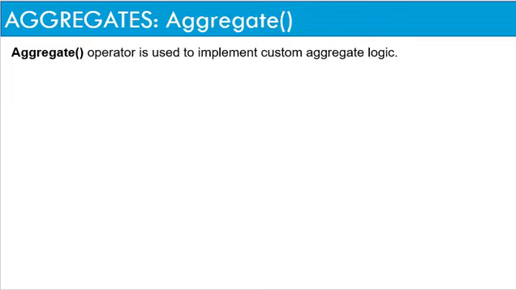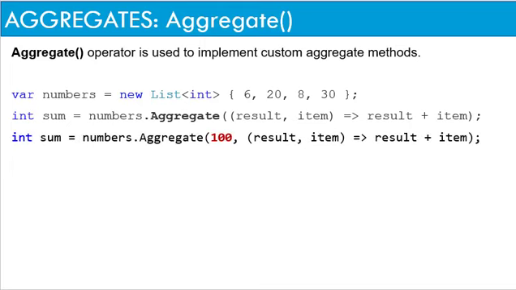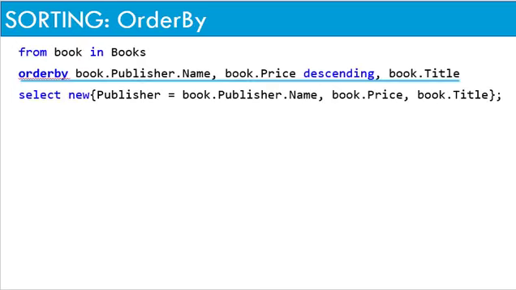There is also an aggregate operator, which can be used to implement custom aggregate logic. For example, here I have used the aggregate method to calculate the sum of numbers array. You can also specify a seed value to the aggregate operator. Here I have specified 100 as a seed value and it adds up to the result.